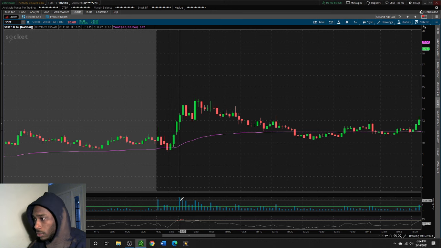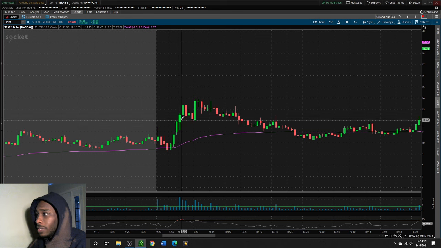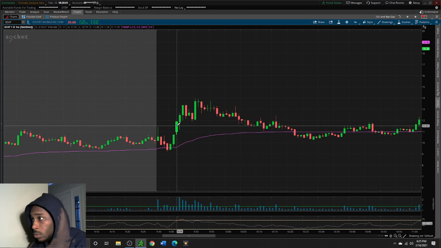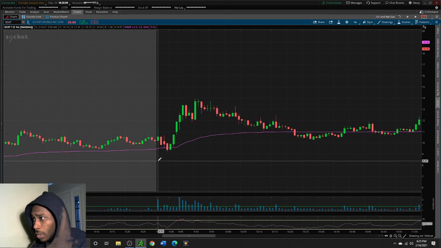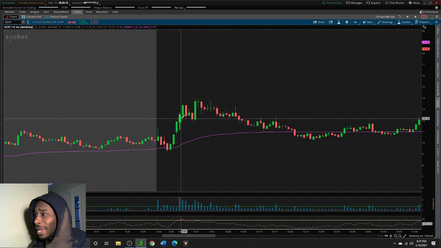This bar right here, this at 945, this breakout, this was a breakout bar. This bar right here traded 2.3 million shares. That's more volume than the opening candle. The opening candle was 1.9 million shares. This candle by itself, 2.3 million.